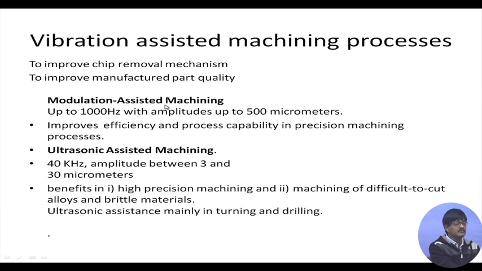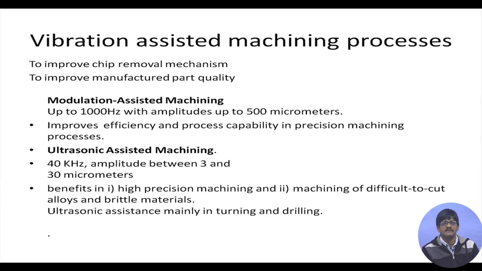One is called modulation assisted machining, in which the range of frequency is generally up to 1000 hertz, that means 1 kilohertz, and the amplitudes are up to 500 microns. That is quite a large value indeed. And this improves the efficiency and process capability in precision machining processes.